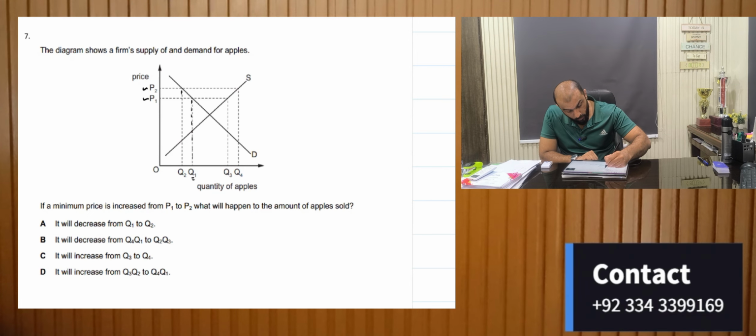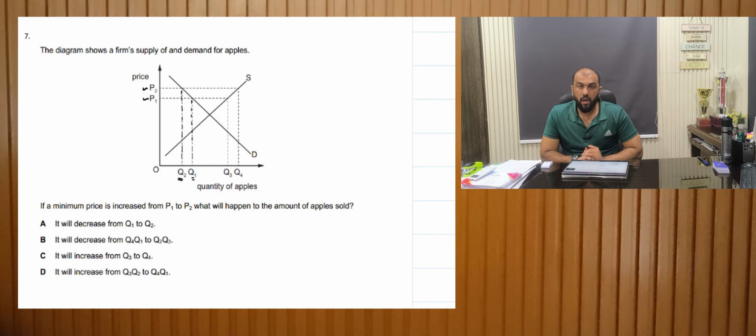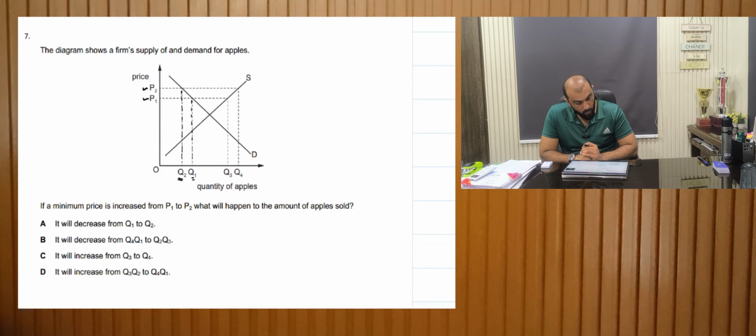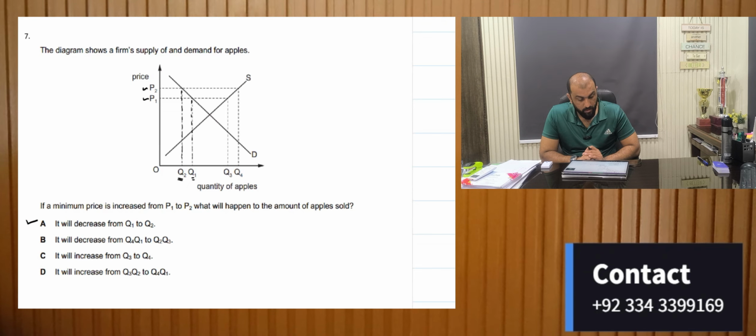Now the amount of apples sold will be Q2, because the demand is less. Even if I supply more, I will only be able to sell the amount that is being demanded. So initially I would be able to sell Q1 units and now Q2 units. So the amount of apples being sold will decrease from Q1 to Q2, sorry. All right, so A is the answer, right? And we can see the other options are incorrect because of the concept I just explained.